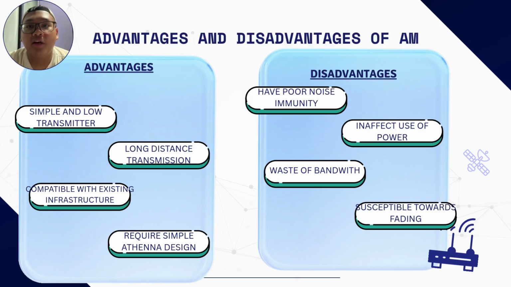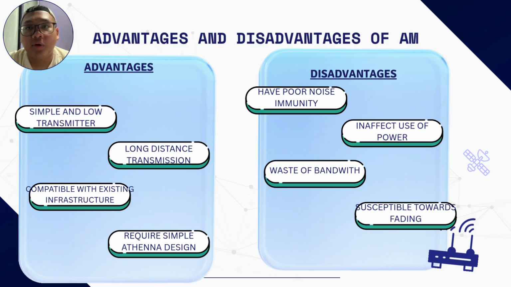Now, let's look at the advantages and disadvantages of amplitude modulation. On the advantages side, AM is simple and low cost to implement. It supports long-distance transmission, making it suitable for rural and emergency communication. AM systems can work with existing infrastructure. They only require simple design antennas.